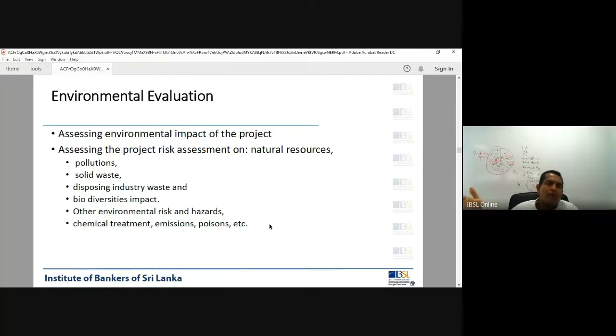So are we destroying? No, you can't destroy the motherland. You can't destroy the environment. It is for the future generation, not for us. So does my project destroy the environment? How are they going to dispose the solid waste? How are they going to dispose the wastewater? Are we treating? Do we have a treatment plant?